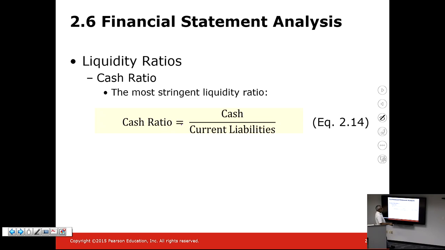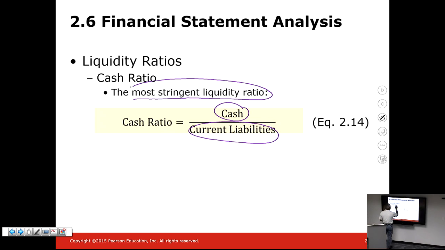Cash ratio, just another variation of the same idea. I'm directly looking at, do I have enough cash holdings to service my current liabilities without having to worry about accounts receivable or inventory? So this is, of course, the most stringent of liquidity ratios.